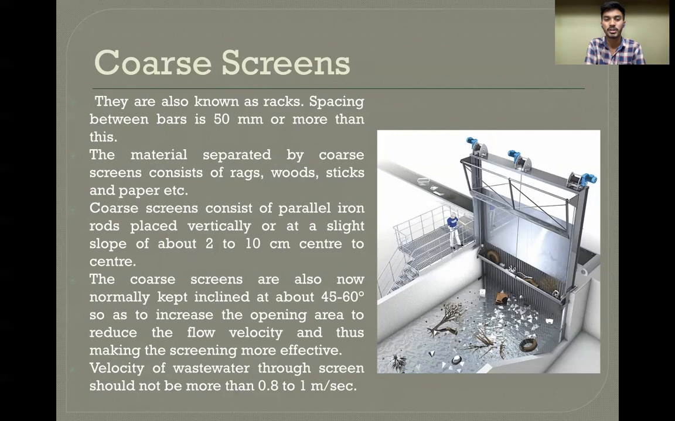The material separated by coarse screen consists of rags, wood, sticks, paper, etc. Coarse screen consists of parallel iron rods placed vertically or at a slight slope, about 2 to 10 centimeters center to center.